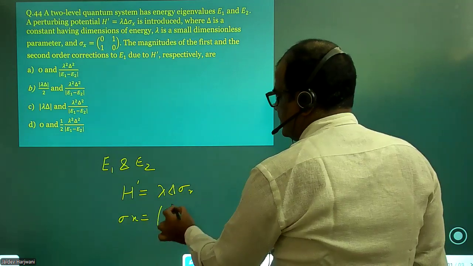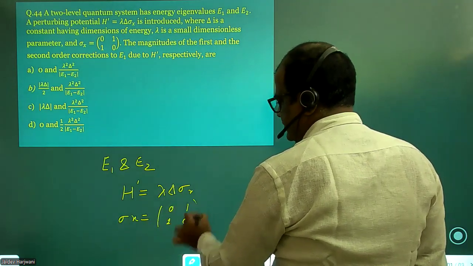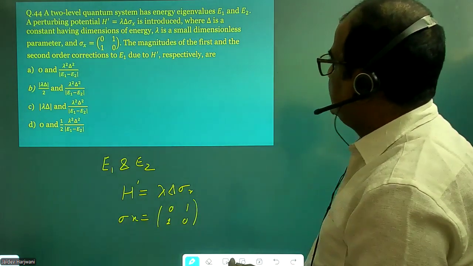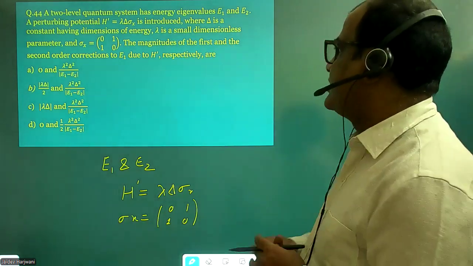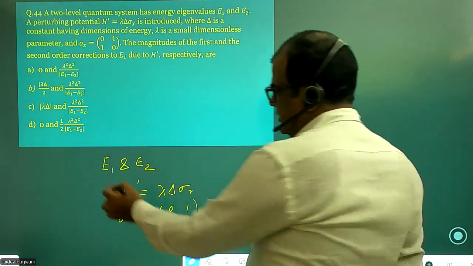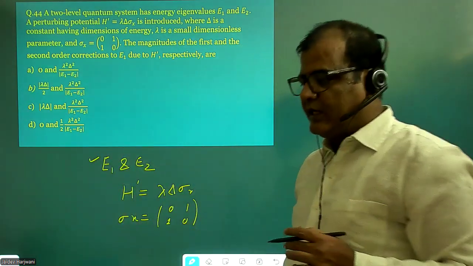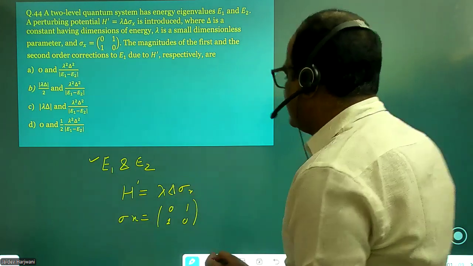whose value is [0, 1; 1, 0]. And now they are asking for the first order and second order correction to E1. So you want the first and second order correction to the energy E1 due to this perturbed Hamiltonian.